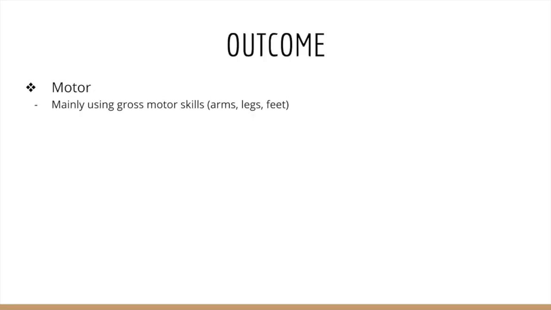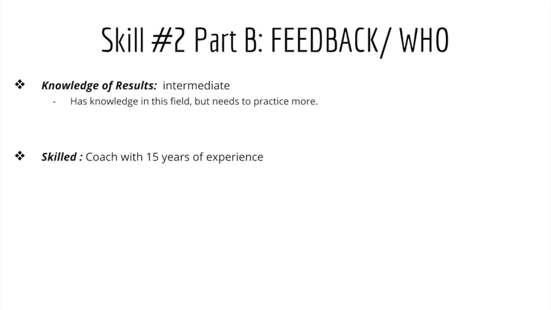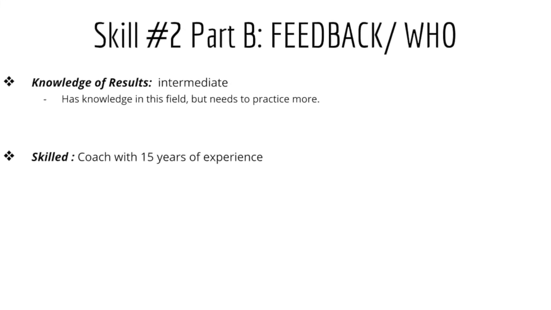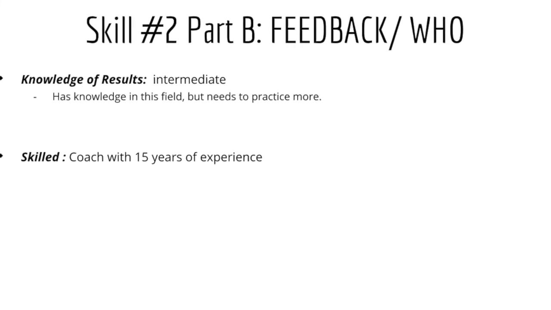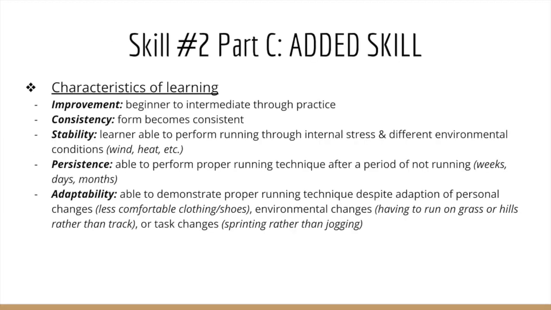The outcome is motor because the learner will mainly be using gross motor skills such as arms, legs, and feet. The feedback is knowledge of results, intermediate. The learner has knowledge in this field but needs to practice more. The who is skilled, a coach with 15 years of experience. The added skill is the 5 characteristics of learning: improvement, consistency, stability, persistence, and adaptability.